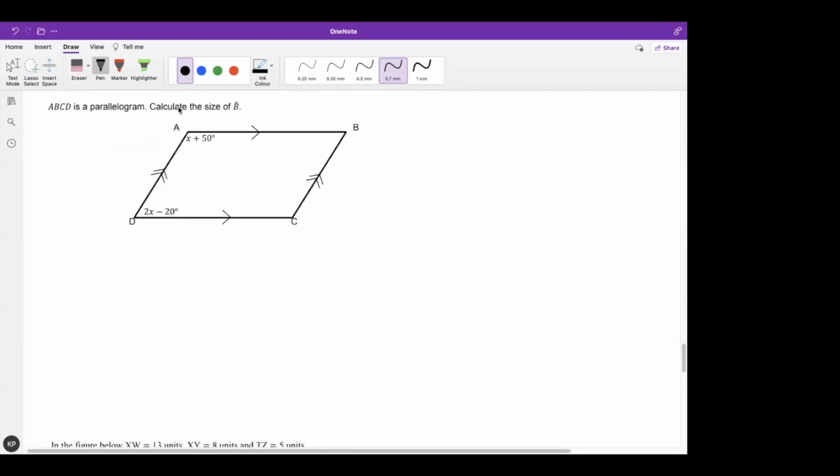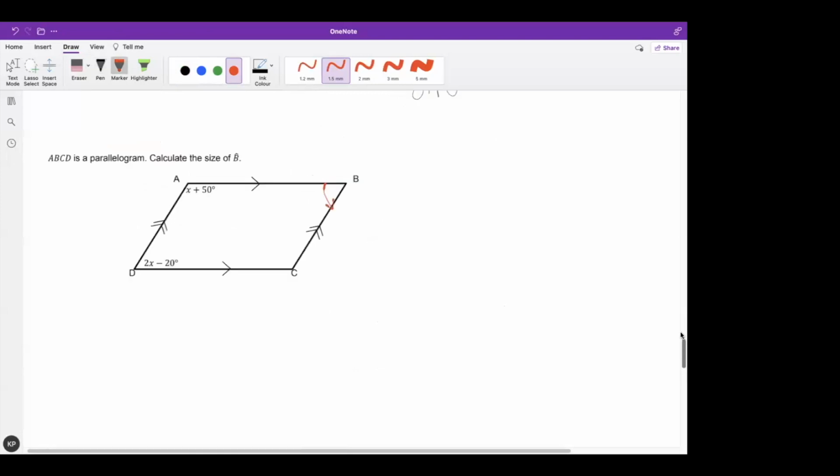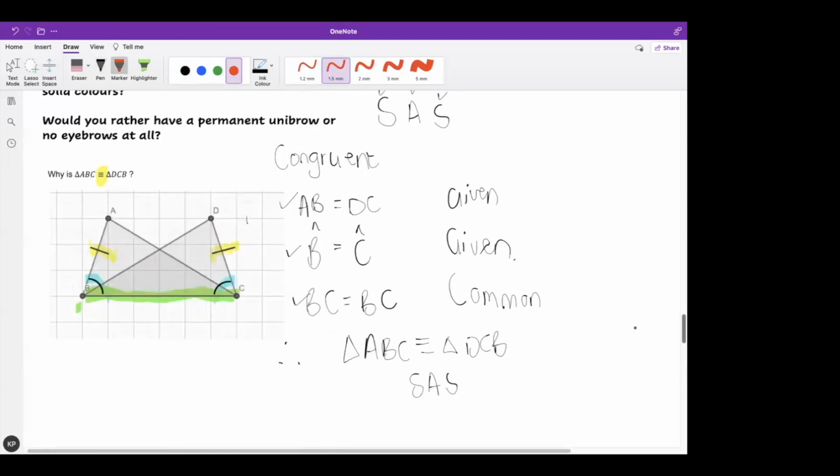Okay, ABCD is a parallelogram. Calculate the size of B. B is all the way here. Oh, screenshots. Sorry. Chichi was expecting me to say it's 10 minutes before the end of a lesson. Goodbye and so long, and that's not going to happen. Let's do one more.